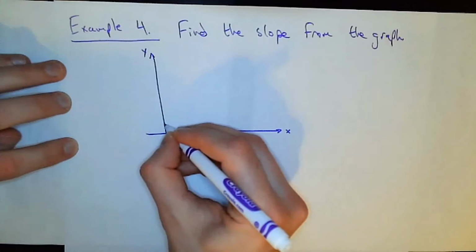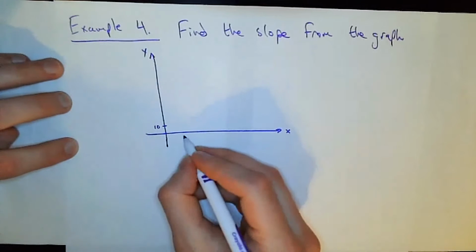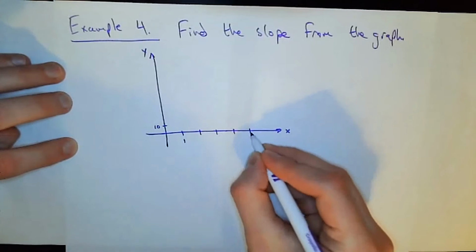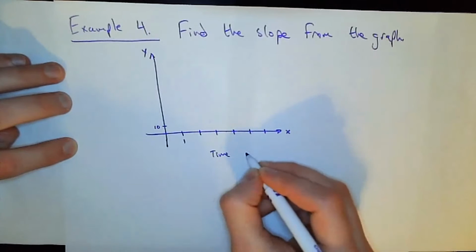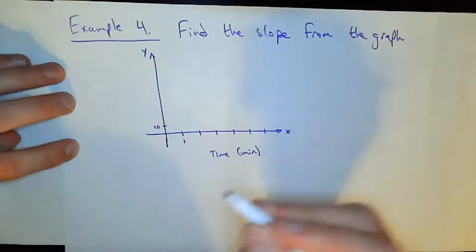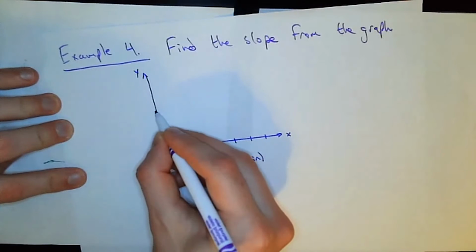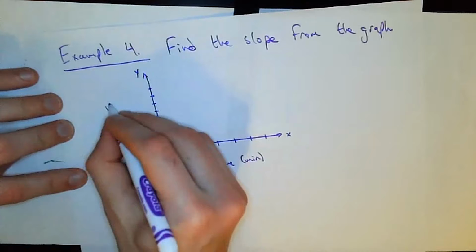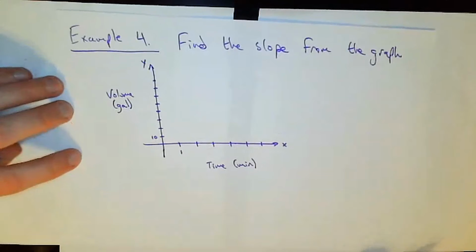So let's say I've got this scale where on my y-axis I've got a 10 here, and on my x-axis I've got a 1 here. So each of these tick marks is measured in units of length 1, and this is time in minutes. And then each of these is 10, 20, 30, etc. And this is volume in gallons. Okay, and I've got some line here.